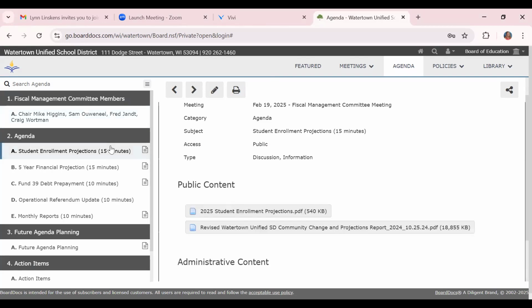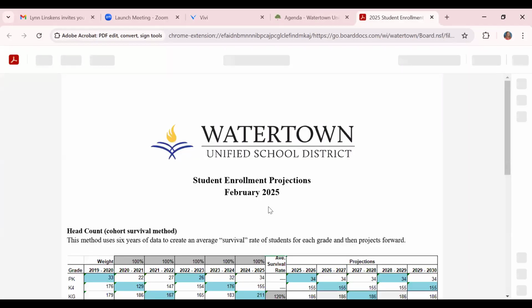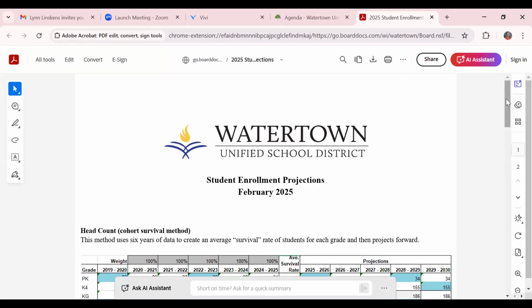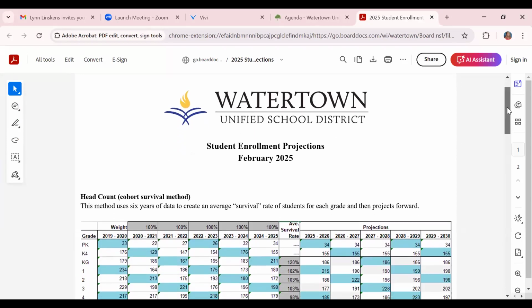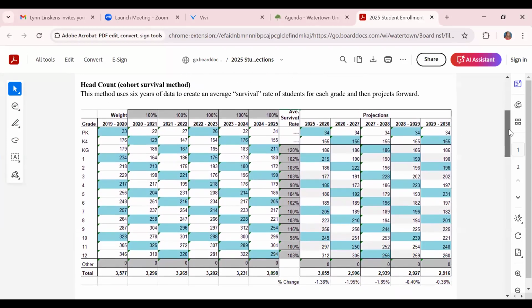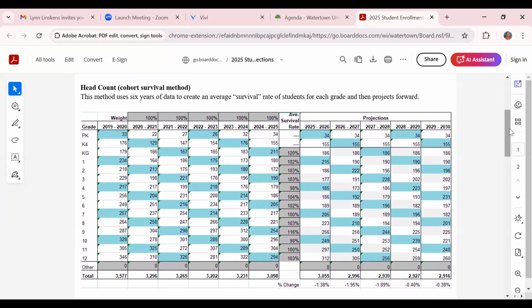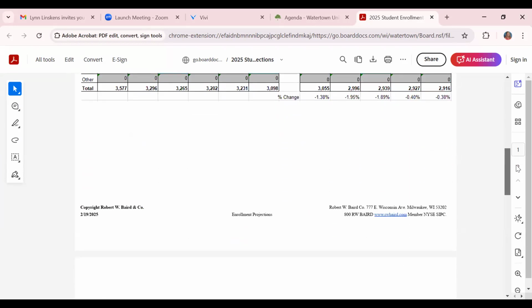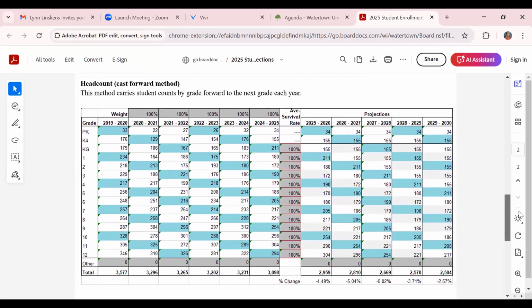Okay, so Sam, I'll pull that up just so you can see it here for a minute. I also included in here that Roffers report that we got a while back as a part of that demographic study. That does not go year by year, it gives it in chunks. But it also is showing that projection of declining enrollment at least until 2035. So this first one is the cohort survival method, and this is the head count of students. And then on the second page is the cast forward method.